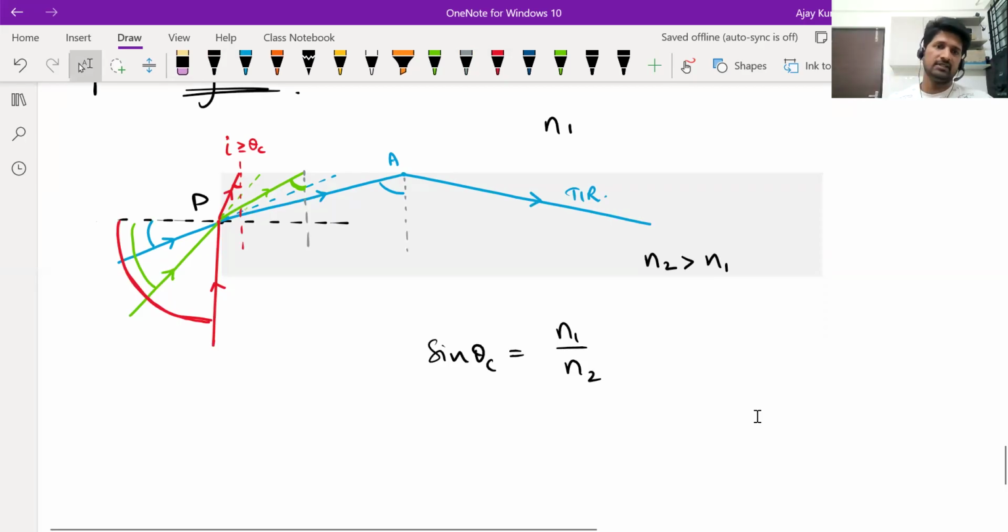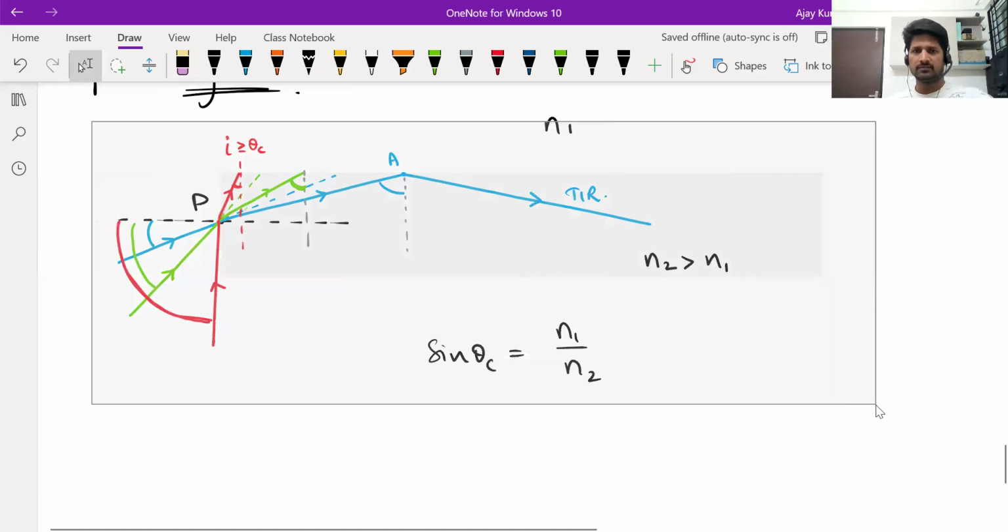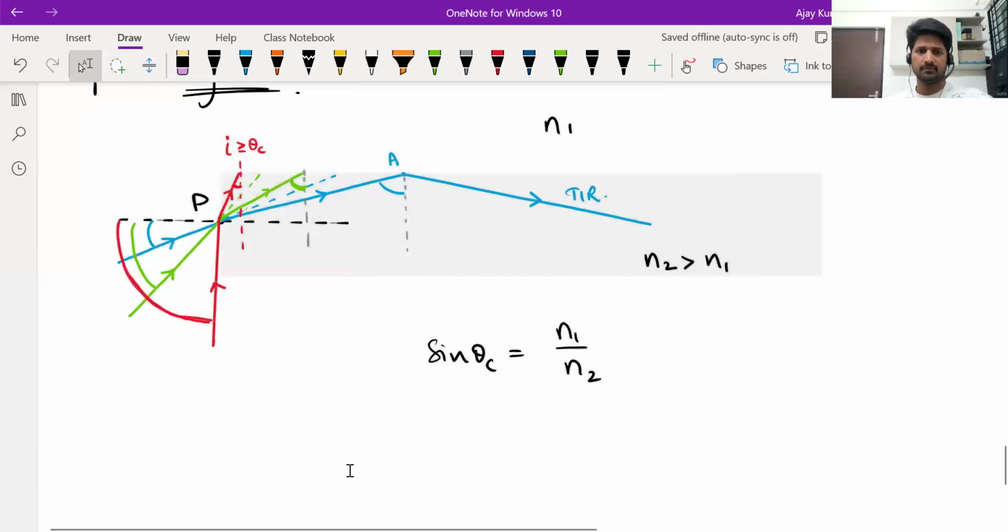Now that angle of incidence there, I, should be more than this. Then the red ray will not get refracted. It will undergo total internal reflection. Then the green one, blue one, every other ray will undergo total internal reflection. No light can escape from the optical fiber. Let's derive a condition based on this. For that, I will have to enlarge this diagram. Okay, just a moment.